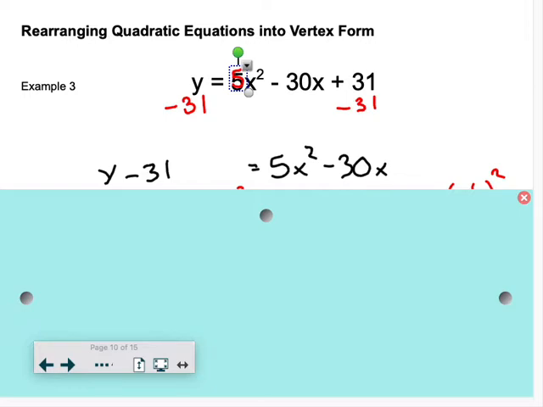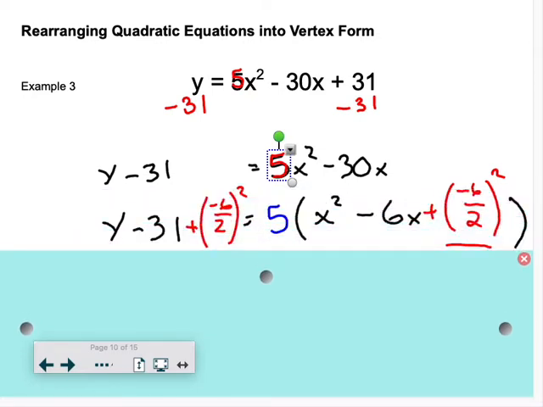So I'm going to factor the 5 out of the variable terms here, the quadratic and linear term, just the 5. You do not want to factor the greatest common factor. So I don't want to factor 5x, I want to factor 5. When I factor 5 out of x squared, I'm left with x squared. I factor 5 out of negative 30, I'm left with negative 6x. That's where we're at, with the factors.